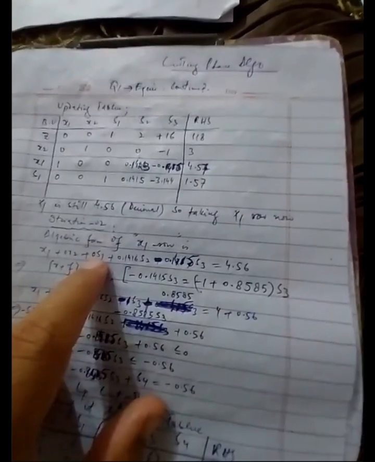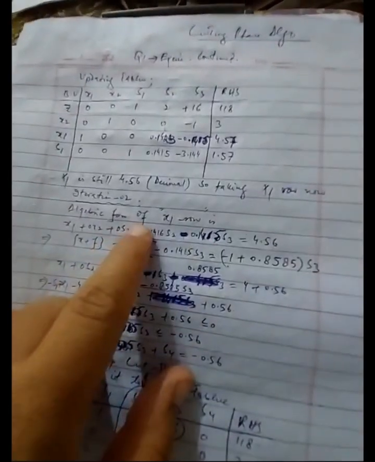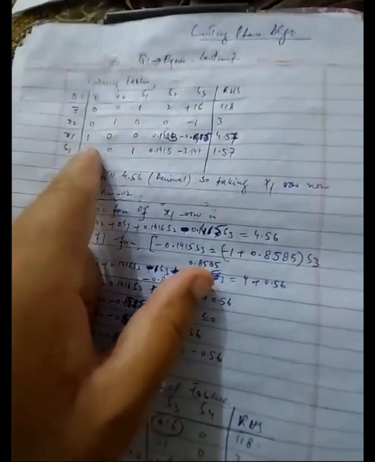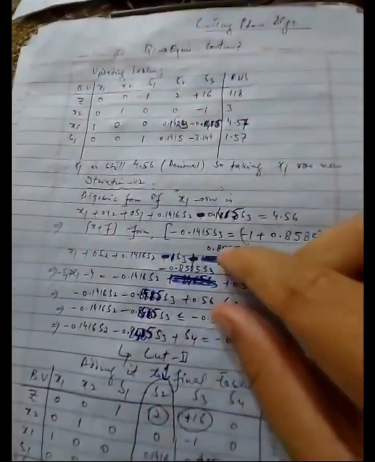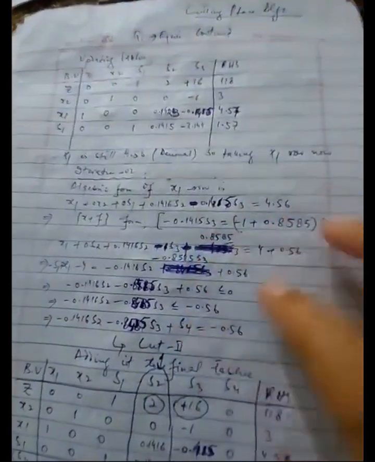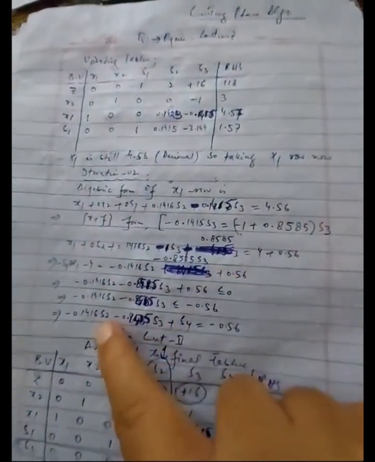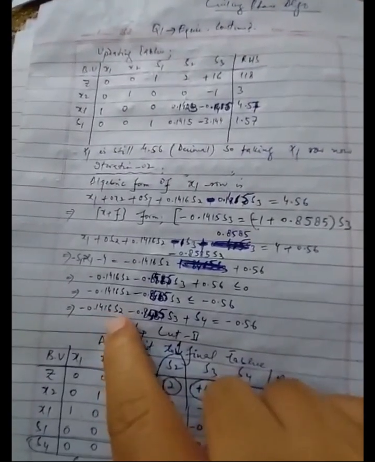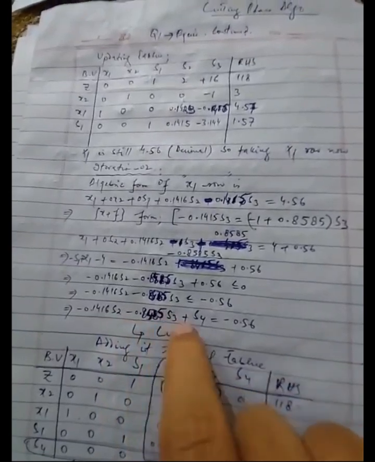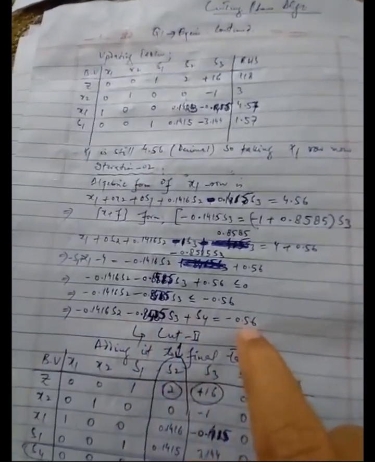We again make the cut. Write it into algebraic form, which is x1 plus 0.1423 s2 minus 0.1415 is equal to 4.57. Now, converting into x plus f form, we get minus 0.1416 S2 minus 0.8585 S3 plus S4 is equal to minus 0.56. Now adding this into the above table. This is the second cut.